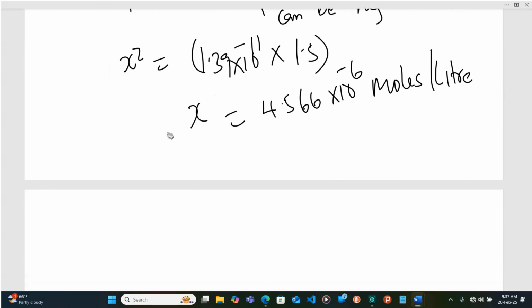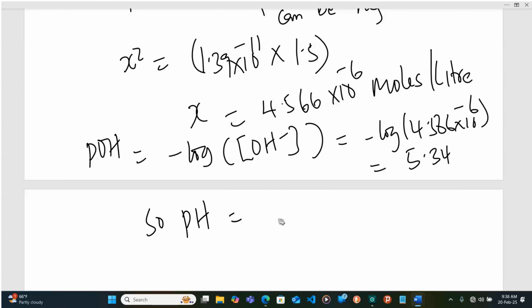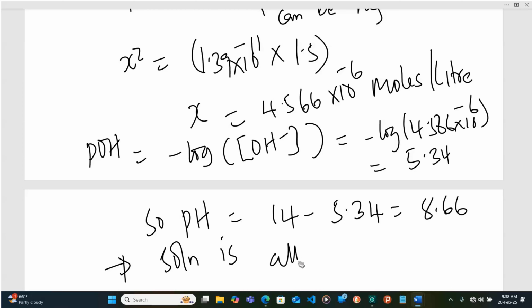So meaning, since we have the concentration of the hydroxide ions, I can get the pOH, which is negative logarithm of the concentration of hydroxide ion. This will equal negative logarithm of 4.566 times 10 power negative 6, and this gives us 5.34. So pH will be 14 minus 5.34, giving us 8.6. Therefore, it confirms to us that the solution is alkaline, or basic.